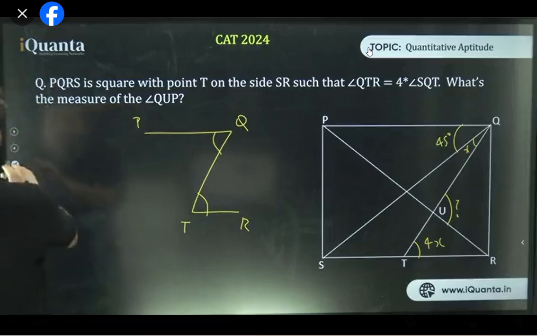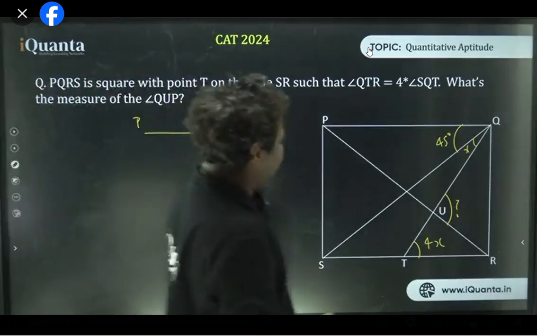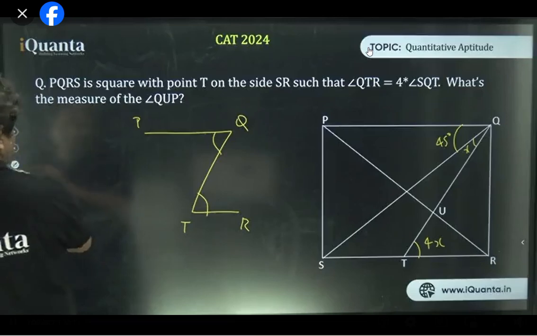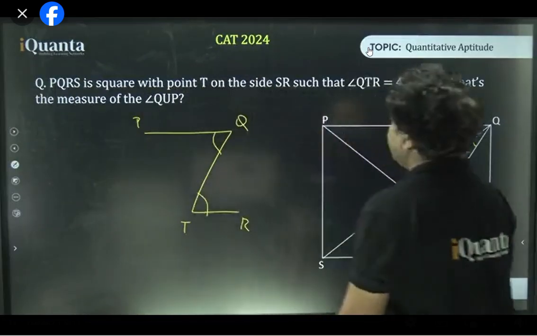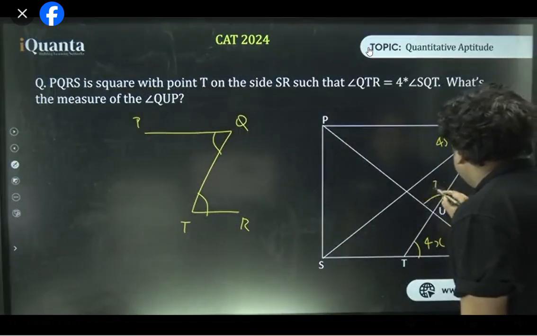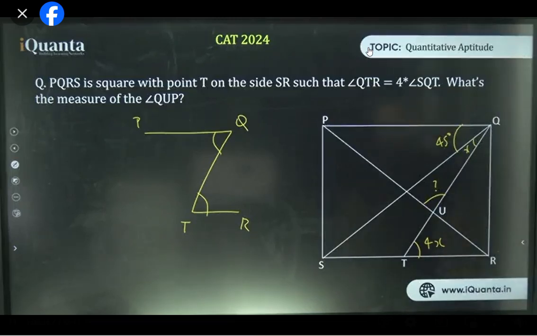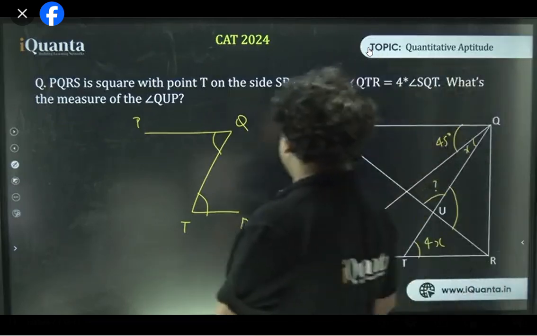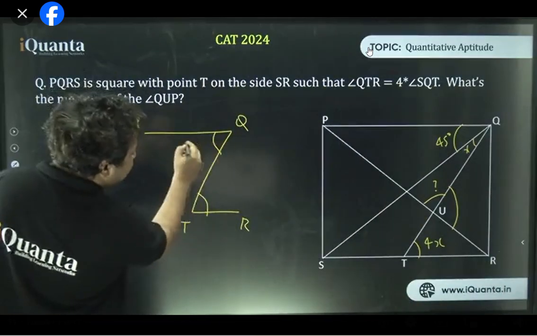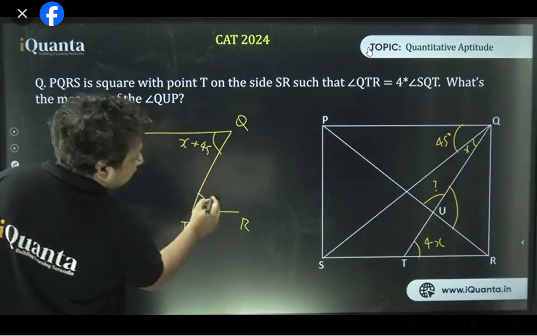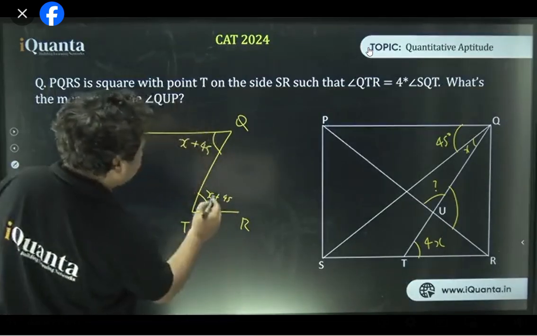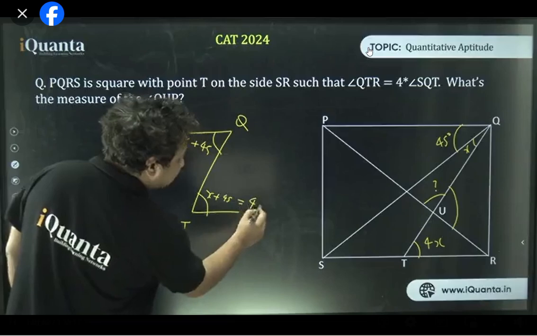QUP was asked. Okay, we'll find QP. QUP was asked, not QUR. No problem, we can do that as well. Hardly matters. Okay, let's find this one, let's find QUP for that as well. See, tell me something. These are alternate angles. So if this whole is X plus 45, this will also be X plus 45. And this is given as 4X. Is that clear, everyone?